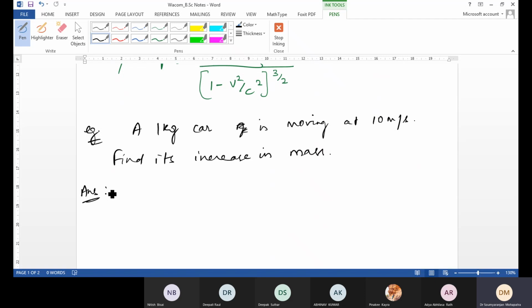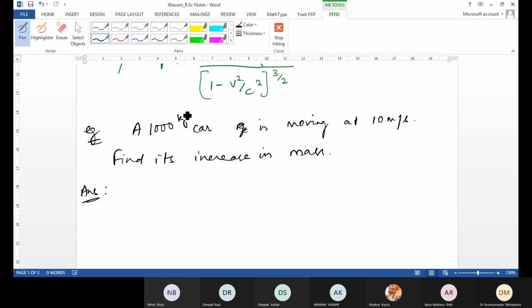What is given? M is given to you, which is the rest mass. Initially the car mass was 1 kg, or you can take 1000 gram. Sorry, the question is not 1 kg, this is actually 1000 kg. A car cannot be 1 kg, right? So this is 1000 kg. The rest mass is given, velocity is given, that is 10 meter per second, and c you already know.